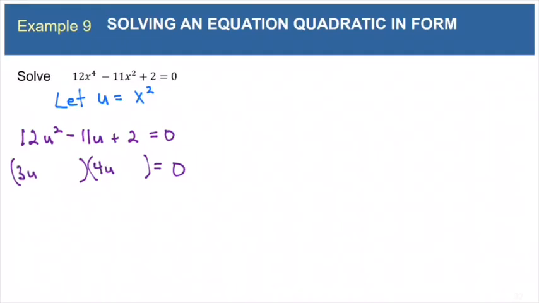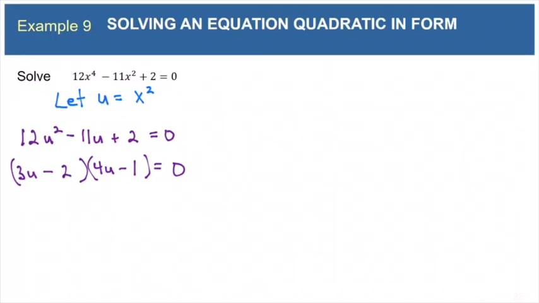12u squared will become 3u times 4u. The signs need to be the same, both negative, and last times last is 2. So I need to do a 2 times a 1. Notice I couldn't put the 2 here because that would have created a GCF in this parentheses, and this trinomial does not have a GCF. Now I need to verify that outer plus inner is going to add up to negative 11u. So let's see, negative 3u minus 8u does add up to negative 11u, so this is good.